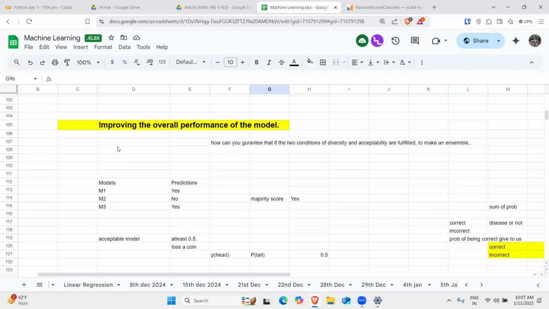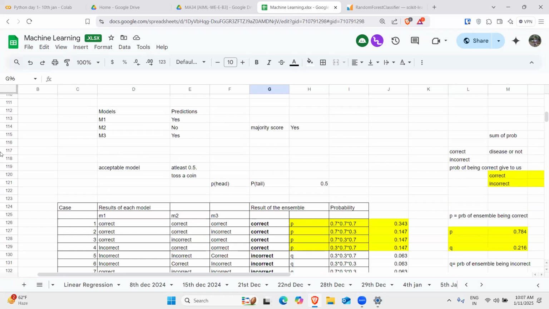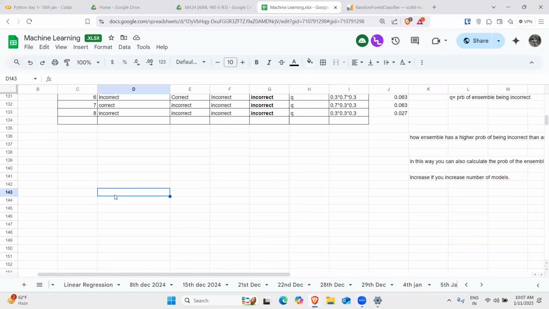Now, some extra thing I would like to add. This is not something which is in your syllabus, and you'll not find it in any syllabus. This is something extra, just like if you are going for a master's degree or any higher degree, you'll find that we have some other popular ensemble methods as well.